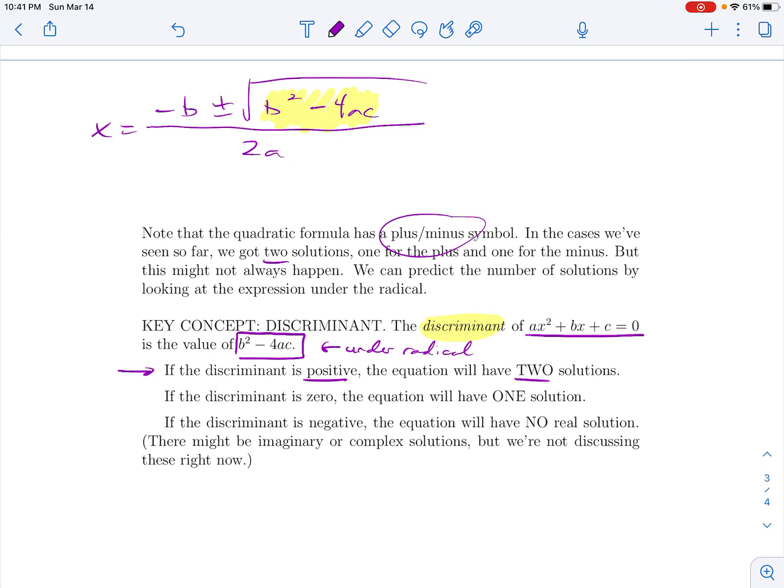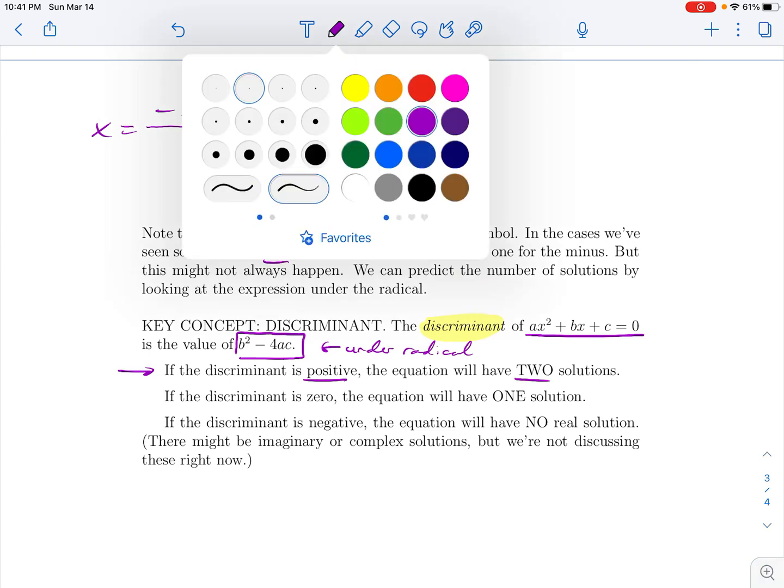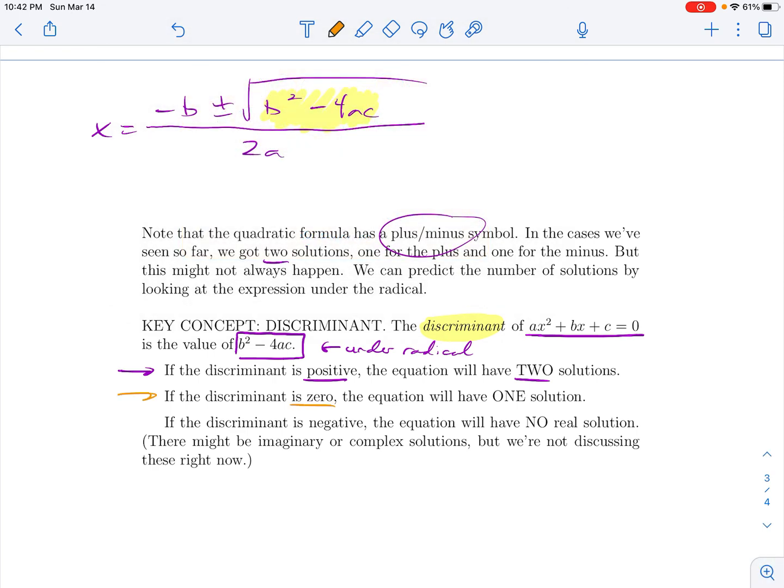Now, if the discriminant were 0, what would that be? The square root of 0 is 0. So even if I put a plus or minus in front of that, that's like saying, oh, either you add 0 or you subtract 0. Well, those aren't different things. If I have some expression where you add 0 and then I change that to subtracting 0, it's the same thing. So I'll only get one solution. The plus and minus wind up giving me the same answer twice.